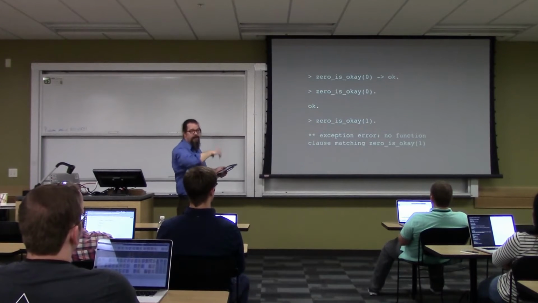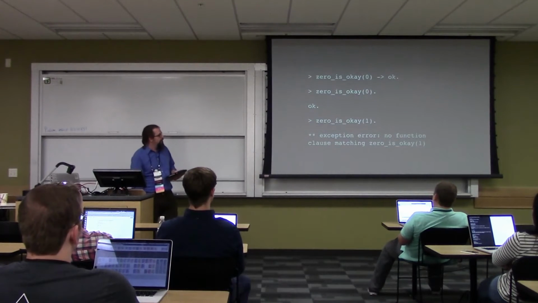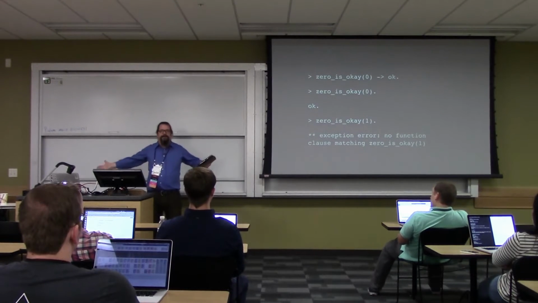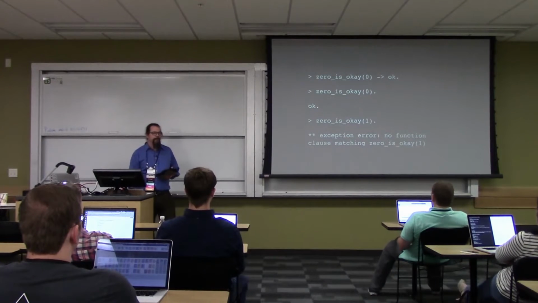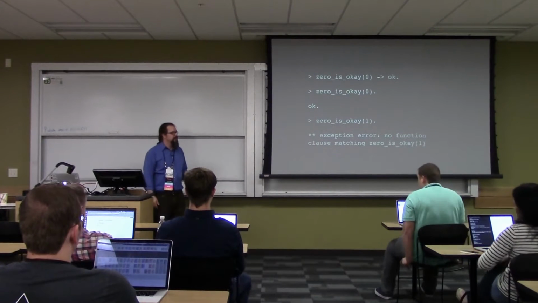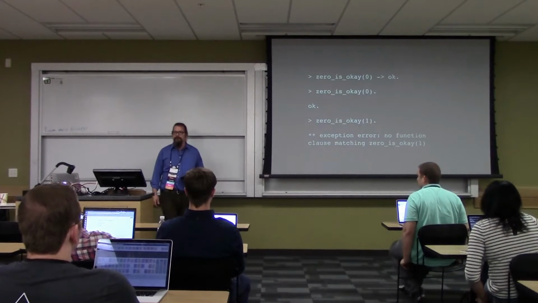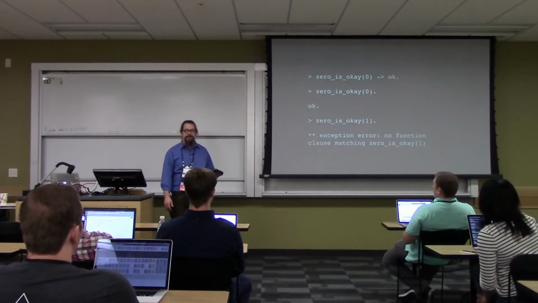0 is okay, you pass it in a 1, and it says, hey, I don't have a function clause that matches that. It's like saying, I didn't even define that function. Because I didn't, as far as Erlang is concerned, define that function. I only defined it when you pass in a 0.